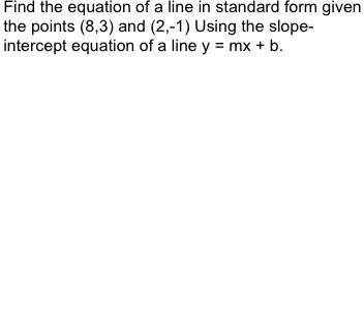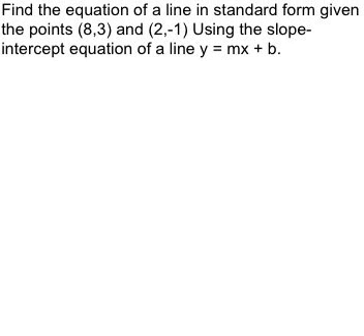Alright, now we're going to go ahead and find the equation of a line in standard form, given 2 points again, (8, 3) and (2, -1). But this time, instead of point slope form, we're going to use the slope-intercept form of a line, which is y equals mx plus b. But the starting point is still the same. You still have to find the slope.